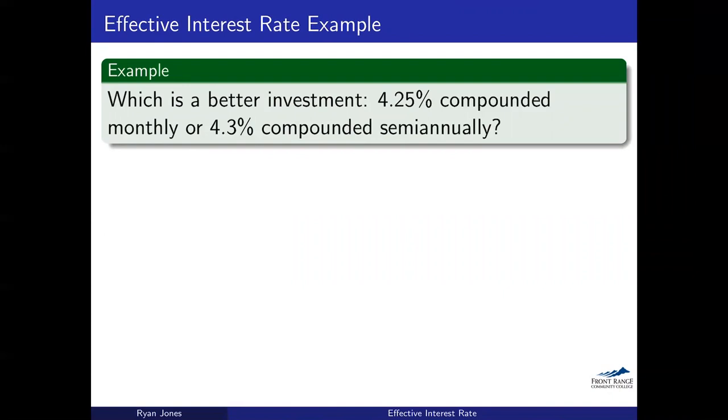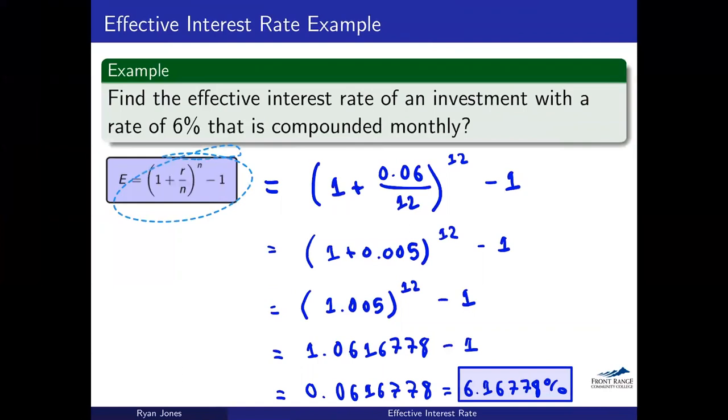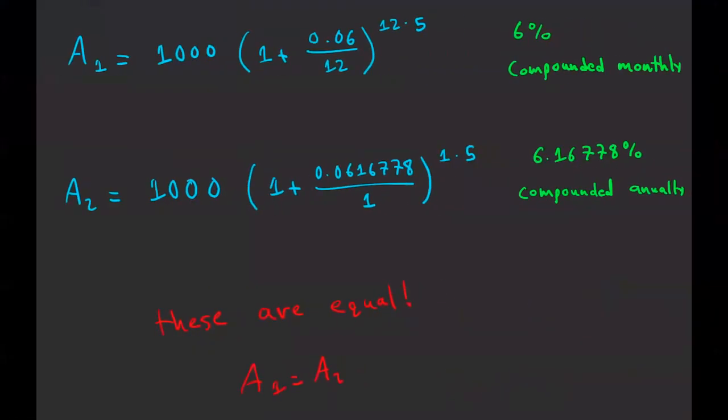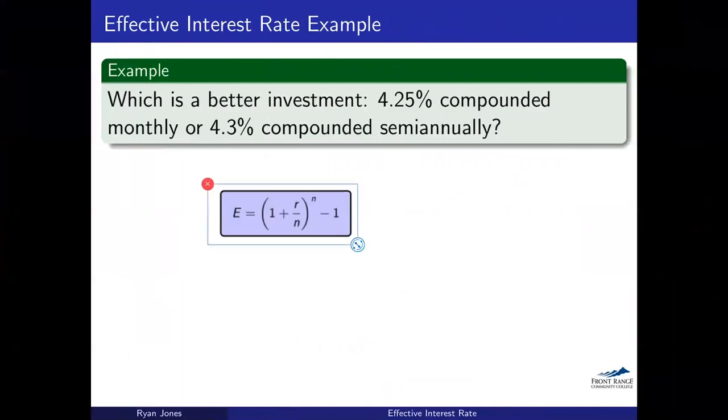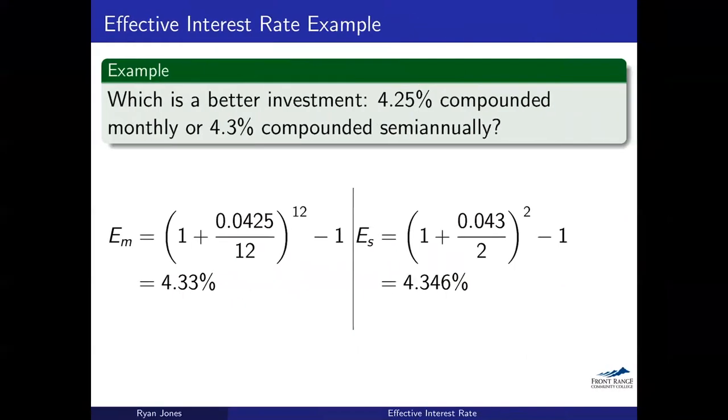So what we can do is use our effective interest rate formula that we had back here. Let's copy that again. We can use this formula and just do it twice. We can calculate it in both scenarios and see what our effective interest rate is. I've actually got that work typed up right here already. For the 4.25% compounded monthly, I've got my 4.25 and compounded monthly, and that ends up with an effective interest rate of 4.33%.